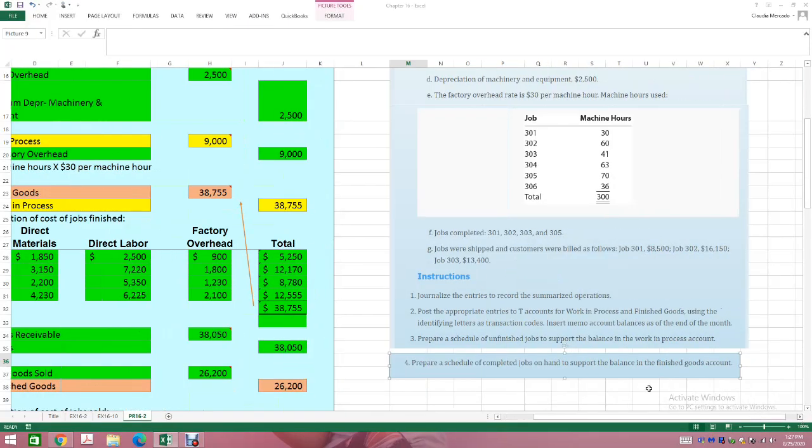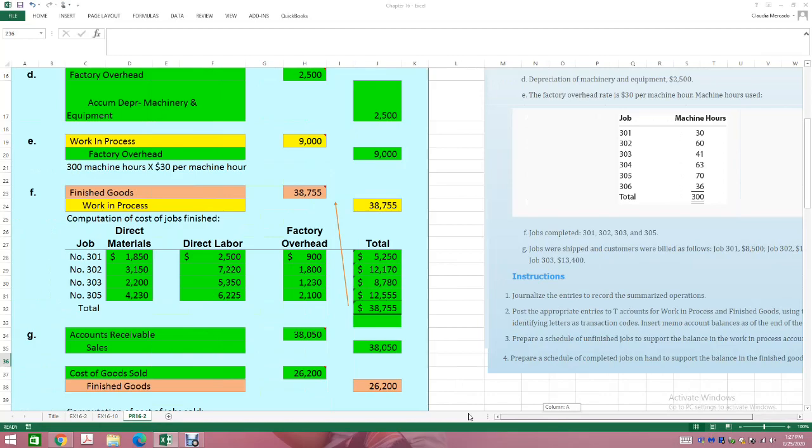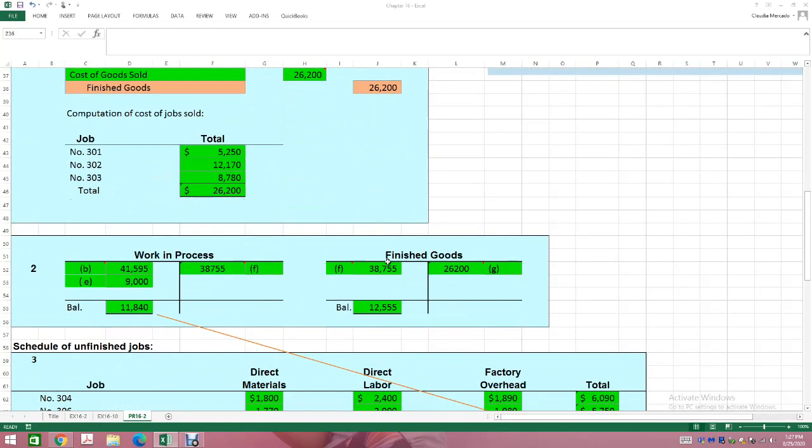There we go. That way we have everything there. Okay, so requirement 4 says prepare a schedule of completed jobs on hand to support the balance in the finished goods account. So if we look over here on my T account for finished goods, I have $12,555 worth of jobs that have been completed and they're just sitting in my warehouse. They're done, ready to be shipped. So what makes up those $12,555?